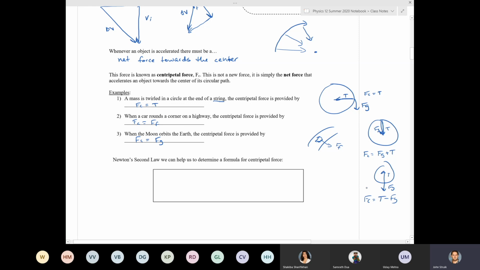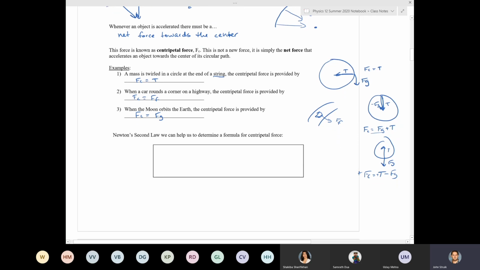Now notice how my FC in this case is going up, T is going up, FG is going down. Here it's going down, down, down, so I'm just saying it's all positive. And we'll get into this further, but I'm just showing it to you now so that you realize that it's not a new force. FC isn't something. It's just a net force pointing towards the center of a circle. That's all it is. Okay, so it's still dynamics like we did before. The only difference is it's moving in a circle.